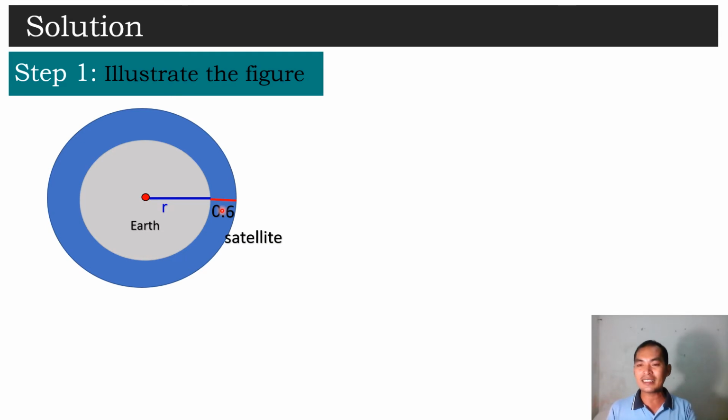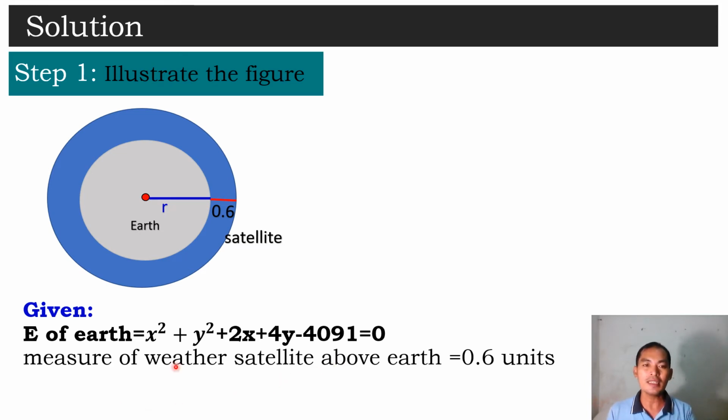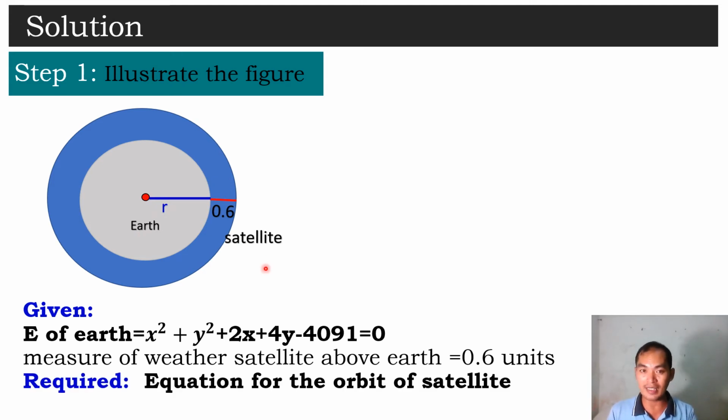Ang given lang is the measurement between the orbit of the Earth and going to the orbit of the satellite. Remember that they're using the same center. Ang orbit ng satellite, ang center, yung sa Earth din. From that, the given is the equation of the Earth is x squared plus y squared plus 2x plus 4y minus 4091 equals 0. The measure of the weather satellite above Earth is 0.6 units. So ito yung idadagdag sa measure ng radius of the Earth to get the radius of the satellite.